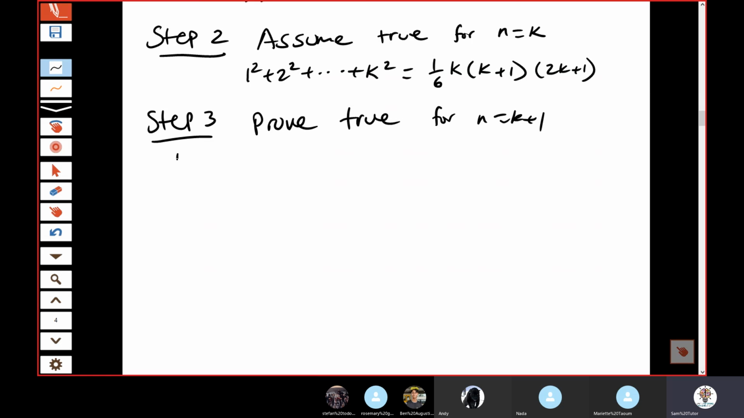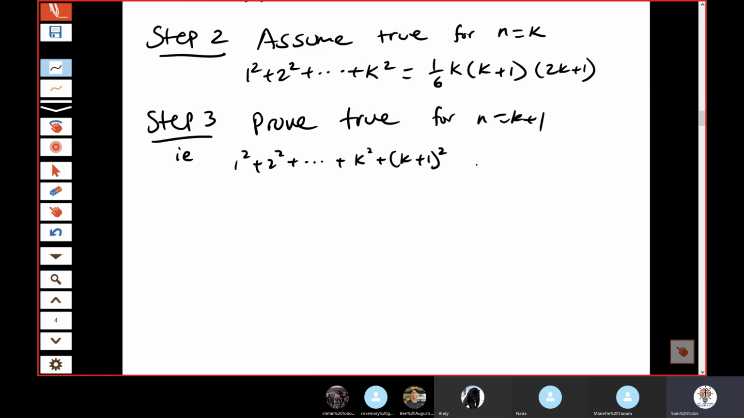i.e. That means, what are we actually proving? You're proving this. 1 squared plus 2 squared plus ... plus k squared plus 1 more. Right? Because you're adding an extra 1 plus 1 more. There we go. K plus 1 squared.